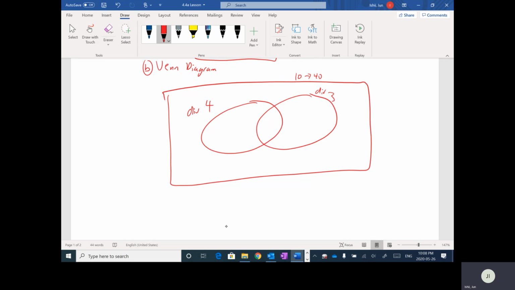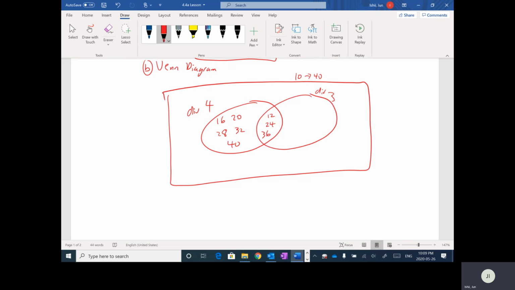If we start off here, let's start with 12. Now 12 is also divisible by 3, so it overlaps, right? What would be the next one here? 16, 20, 24, which is divisible by 3 as well, then 28, 32, 36, and 40.